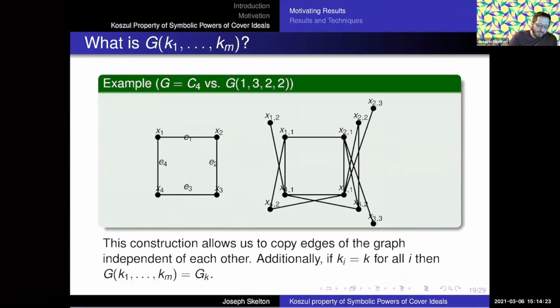Here's a quick example. Start with the same graph, label your edges, then take G_{1,3,2,2}. Edge 1 is copied once, so it's just the original edge. Edge 2 is copied 3 times, so this is exactly what it looked like in the earlier graph. Edges 3 and 4 are copied twice, so I only need 2 copies of these vertices, and connect them appropriately. And this is additionally great because if you copy all of the edges the same number of times, you get G_k.